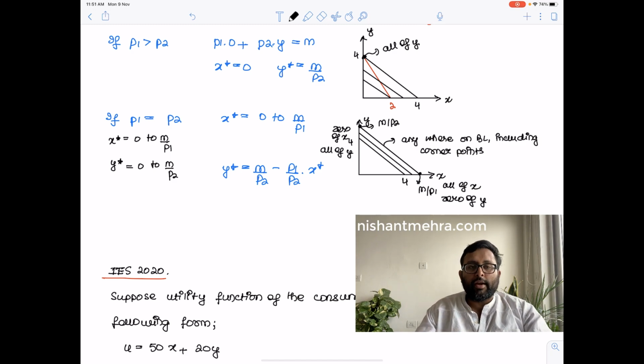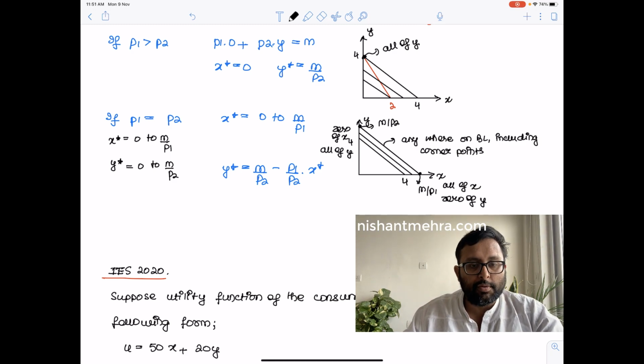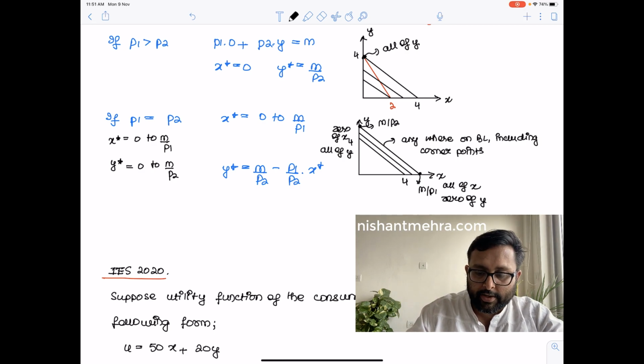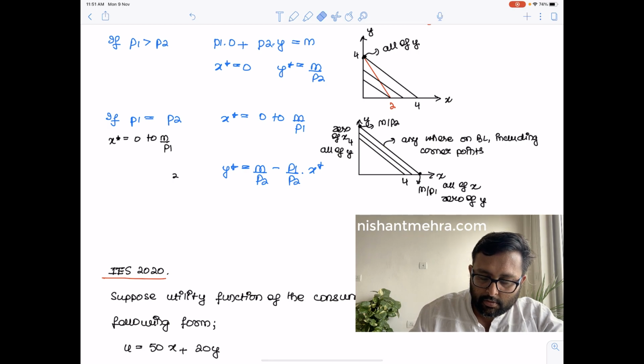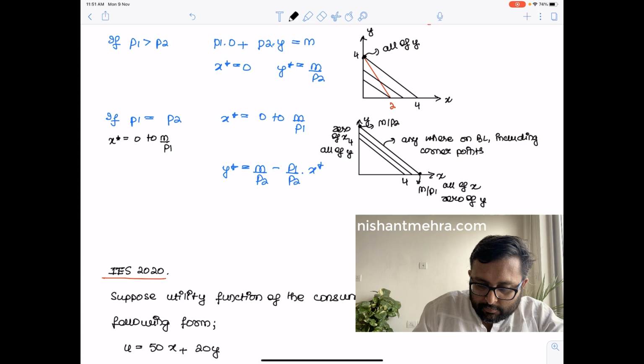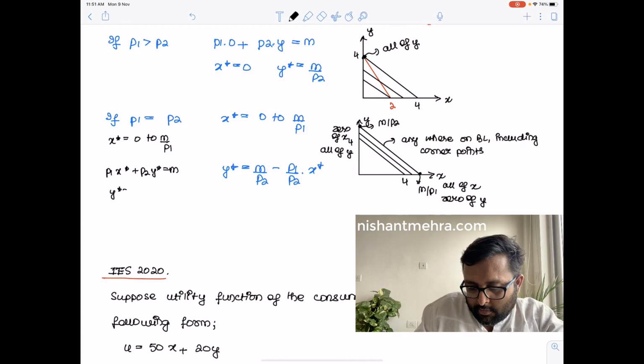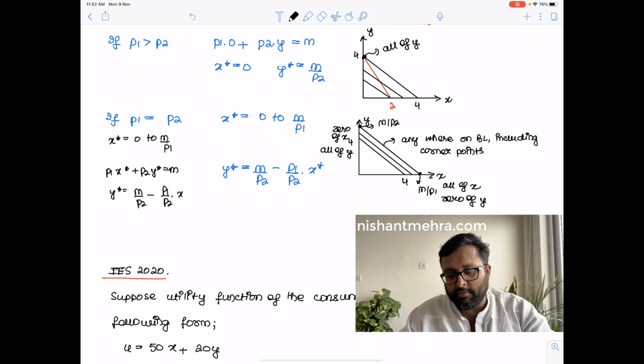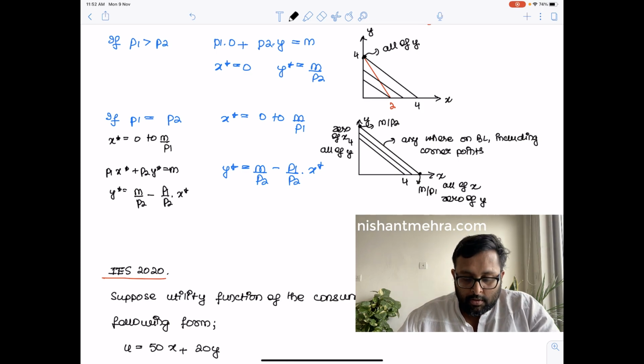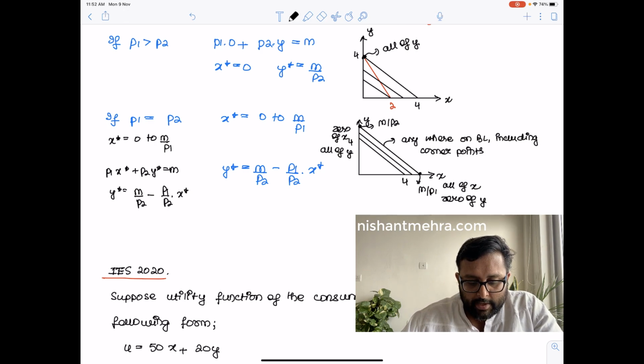But generally, when two statements are in range, we'll write one other statement from the budget constraint. So instead of writing y equals to 0 to m by P2, we will rather write it this way. It's rather better. So we'll write the budget, and y star would be m by P2 minus P1 by P2 x star, right? So it is like this.